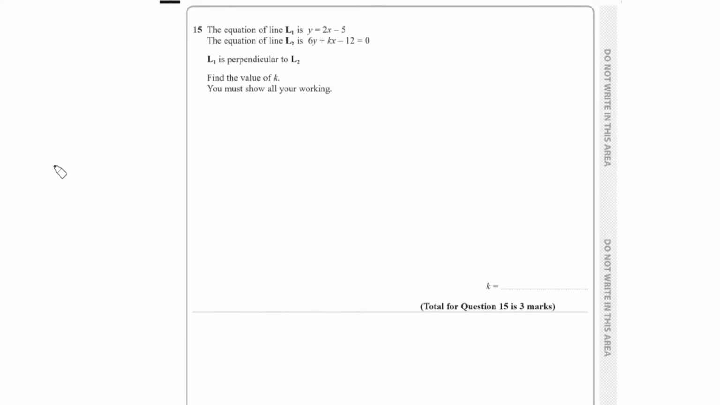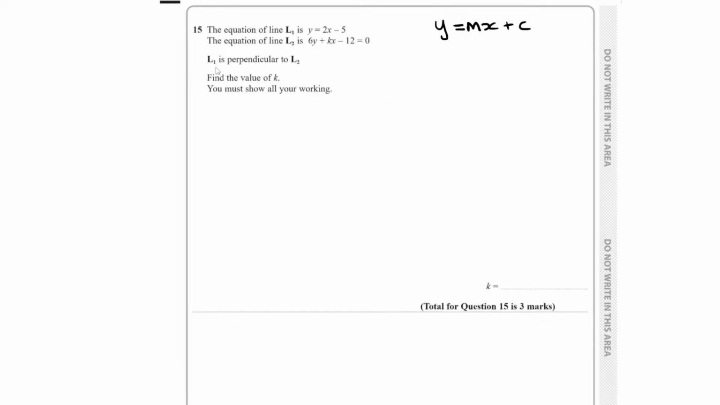So the equation of line L1 is y equals 2x minus 5. You can see that's in the format y equals mx plus c, which is the format for a straight line. So that one's really nice, it's already in the correct format. Then the equation of line L2 is 6y plus kx minus 12 equals 0. That's still the equation of a straight line, but you see how it's in a different format. We haven't got y as the subject there.